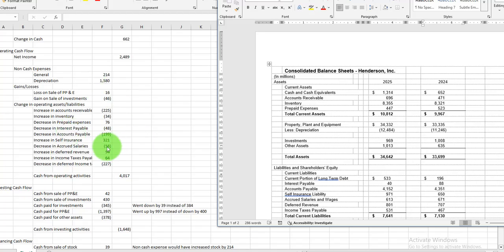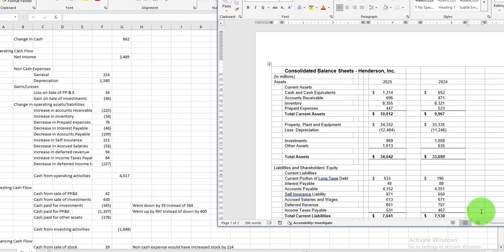Okay, accrued salaries, we paid off some of those. They went down. Deferred revenue went up. We must have gotten more deferred revenue or cash in than we earned. And income taxes payable, same thing. We must have more income taxes that we still need to pay, which means we didn't pay it. We didn't spend the cash.